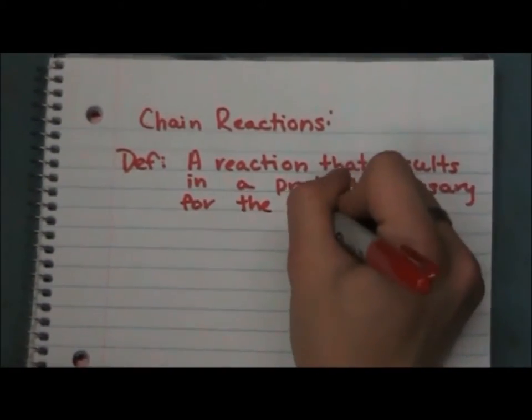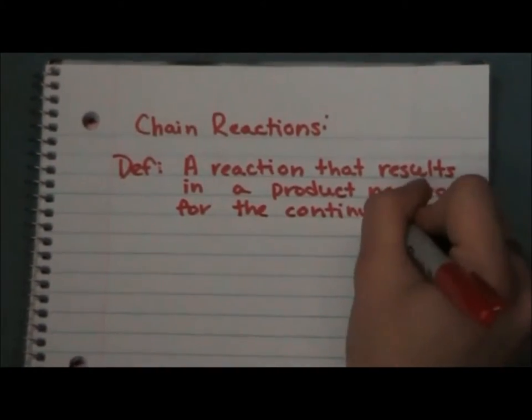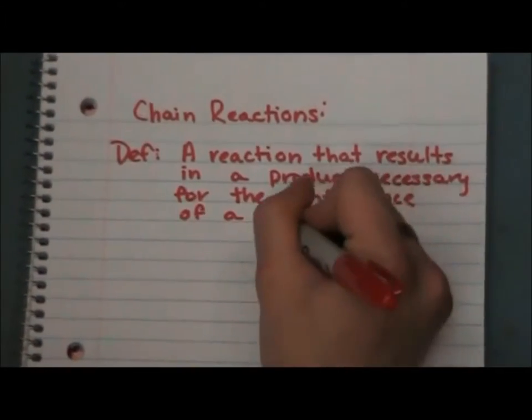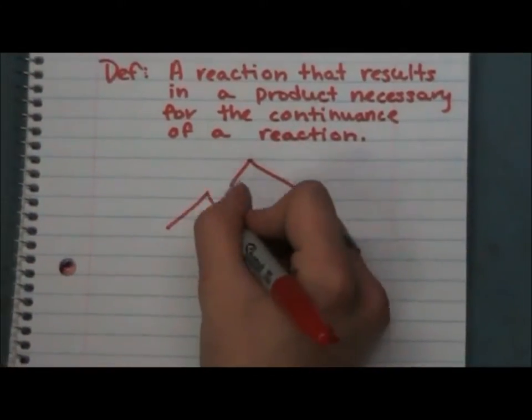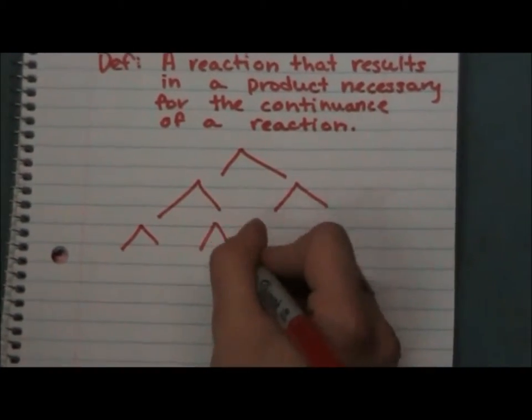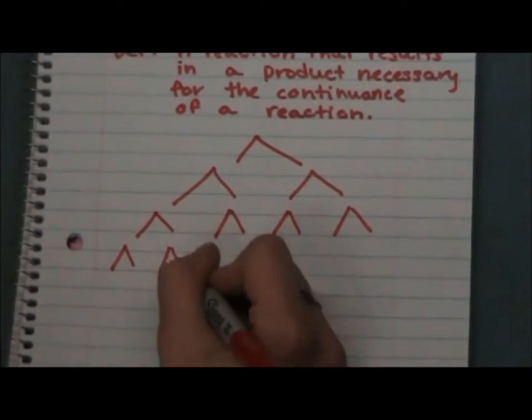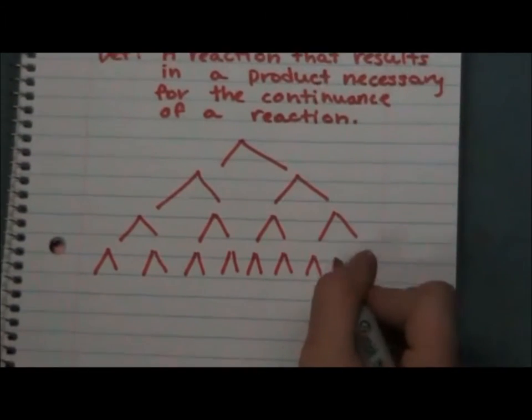Chain reactions can be demonstrated by a tree diagram. The first branch has two offsprings, and then the offsprings will have four. Each group continues the pattern, and it can go on forever and ever.